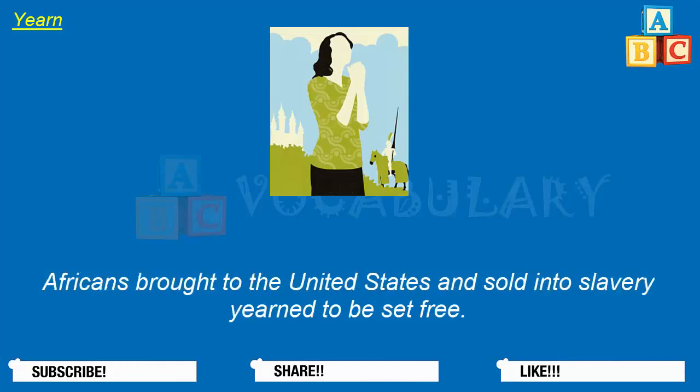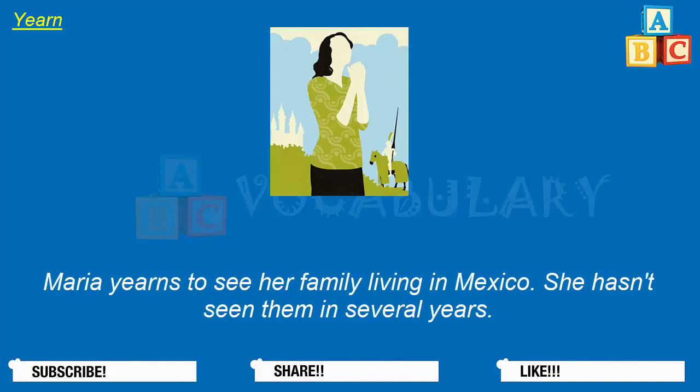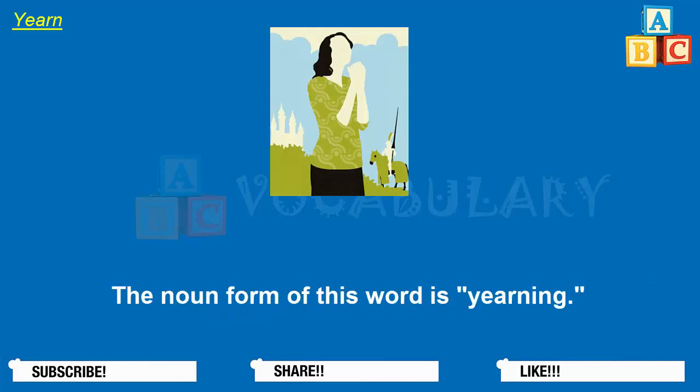Africans brought to the United States and sold into slavery yearn to be set free. Maria yearns to see her family living in Mexico. She hasn't seen them in several years. The noun form of this word is yearning.